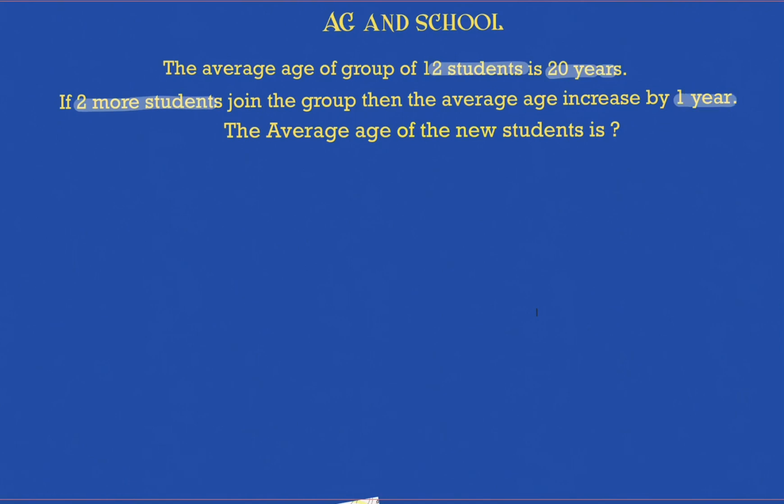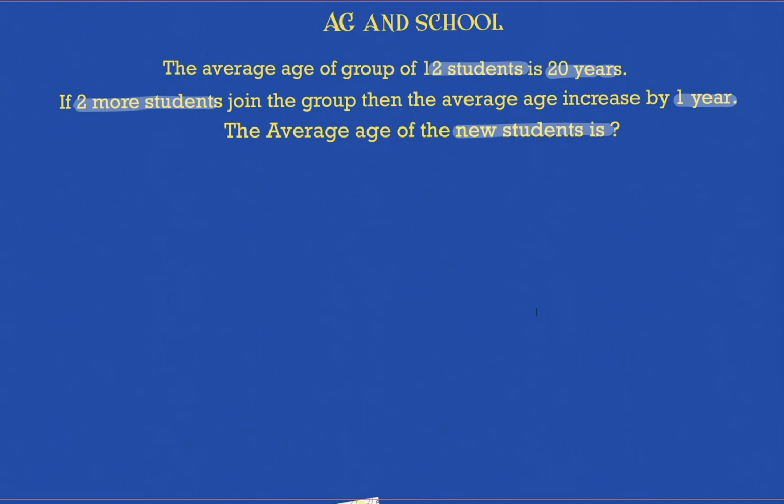Initially it was 20, now it became 21, but now 2 more students join the group. Now the question being asked is the average age of the new students. Now there is not 1, there are 2 students. So whatever difference we get, we'll divide it by 2 because we are being asked what is the average age of the new students. And that's how we'll reach the answer.